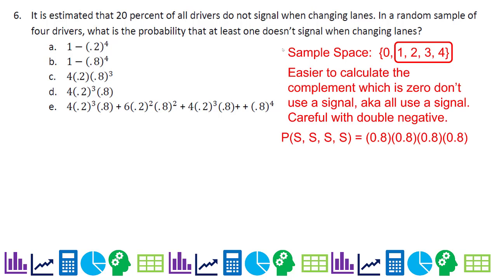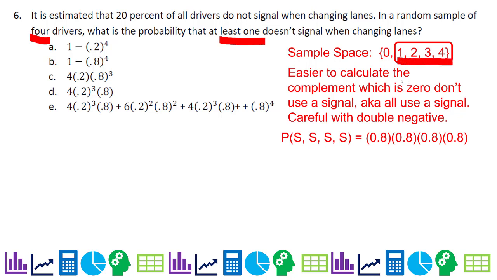So we've got 4 drivers, right? There's 4 drivers right there. What is the probability at least one doesn't signal? So we have 0 doesn't signal, 1 doesn't signal, 2, 3, or 4 doesn't signal. It's easier to calculate the complement. So we're looking for the probability of this occurring, right?